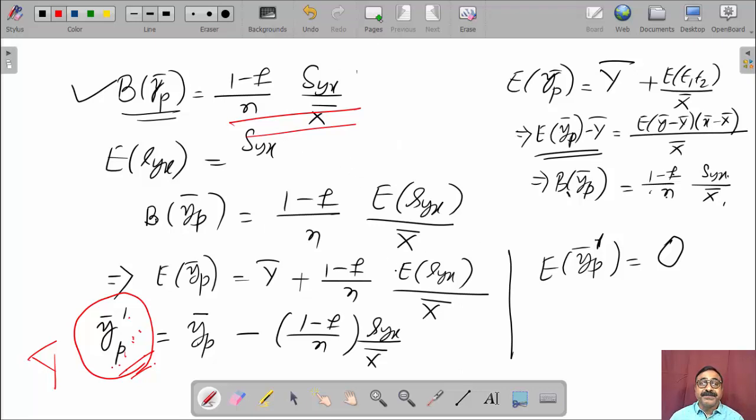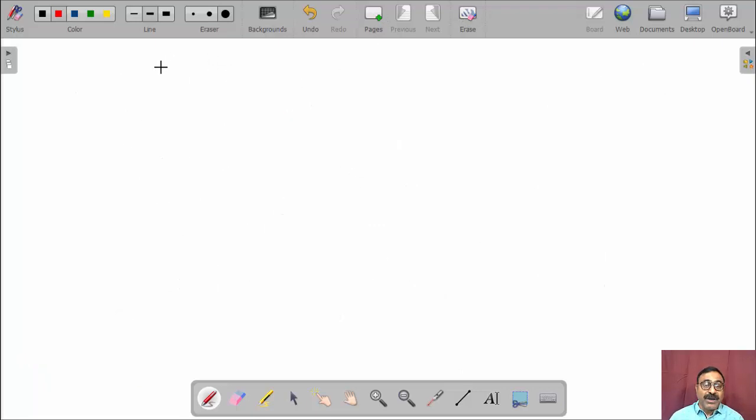So now we have the product estimator Ȳ_p equal to Ȳ plus epsilon 1 plus R epsilon 2 plus epsilon 1 epsilon 2 by X̄.